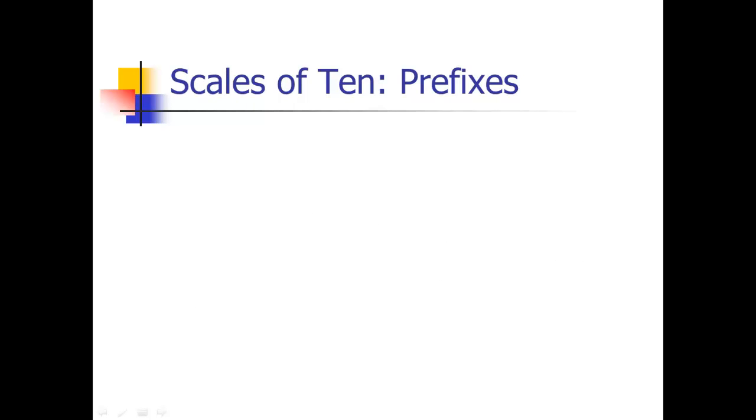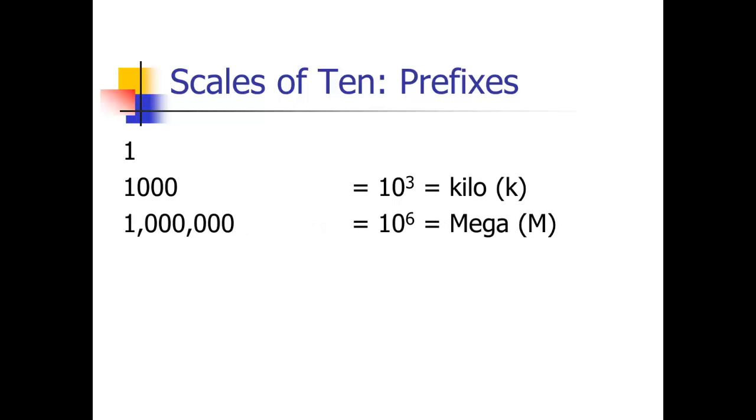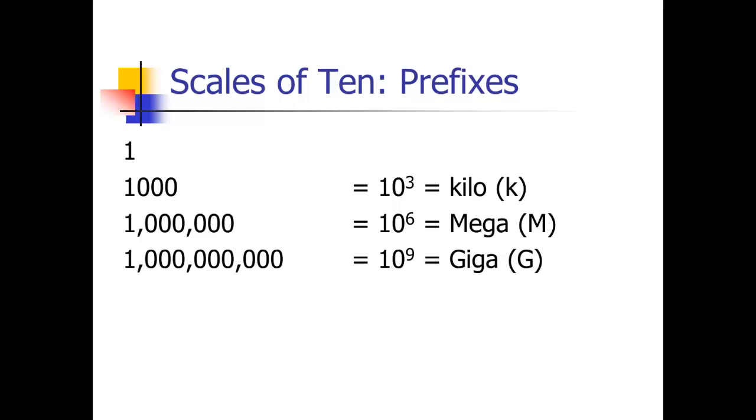We also need to know about the scales of 10, in other words, prefixes. In physics, we deal with very large numbers and very small numbers, so we need prefixes to summarize how big or small these numbers are. For example, 1,000 is given the prefix K for kilo, because kilo means 1,000 times, or 10 to the 3 times. A million is given the prefix mega, or 10 to the 6, times by 10 to the 3 again.